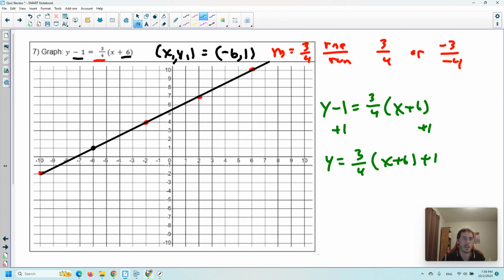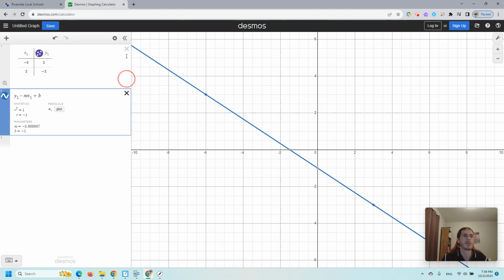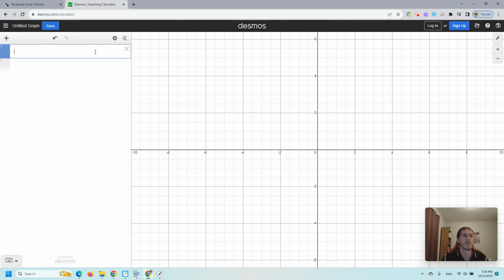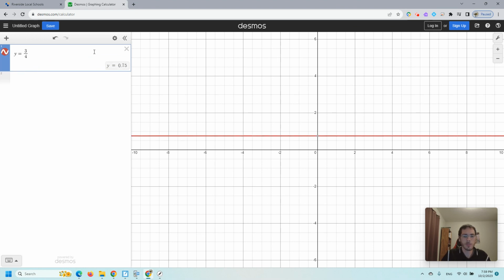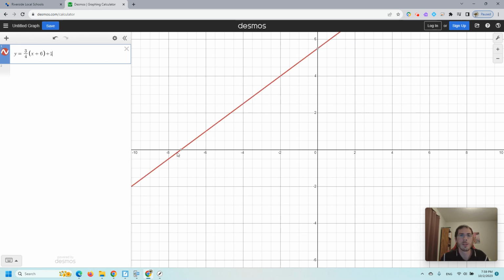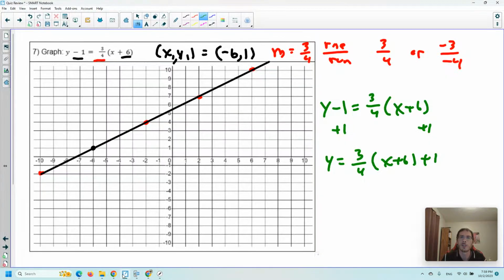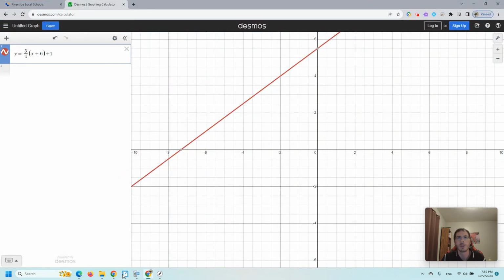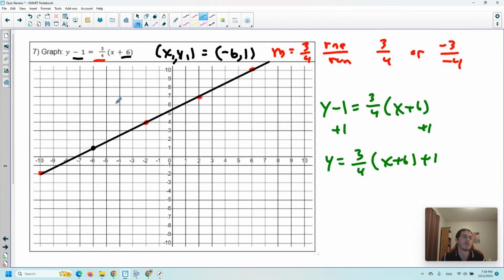Again, I could do the same thing in Desmos if I want to do it in Desmos. So we'll get rid of these for right now. And y equals 3/4 parentheses x plus 6 and parentheses plus 1. And we get the same graph. So again, it's a little bit harder to get the points on the Desmos graph because you don't have that table right at your fingertips. You can do it, but I'm just using it to see if I got the right answer, and that looks like the right graph. So there we go. That's it with number 7.